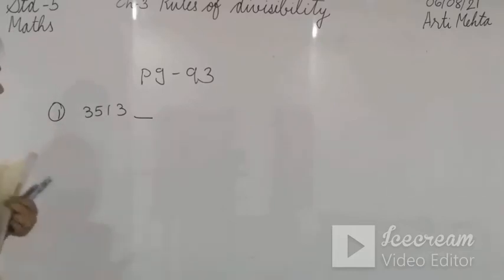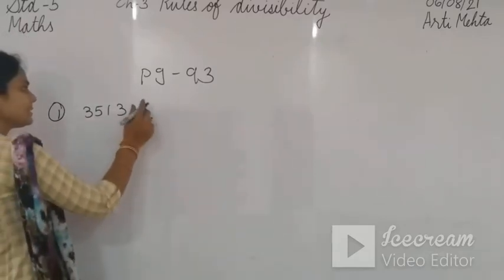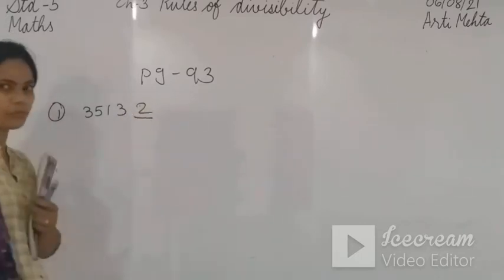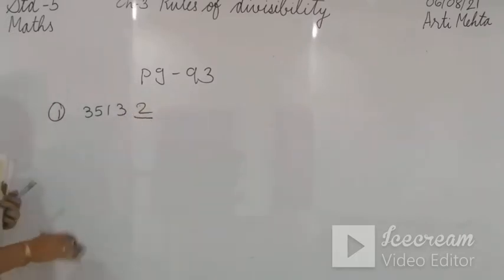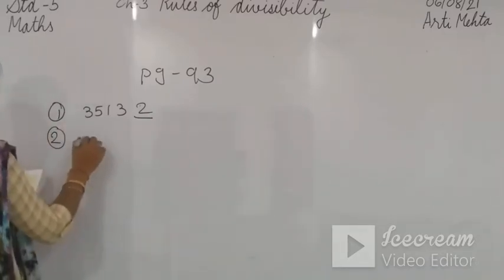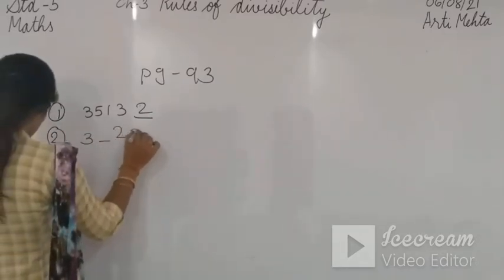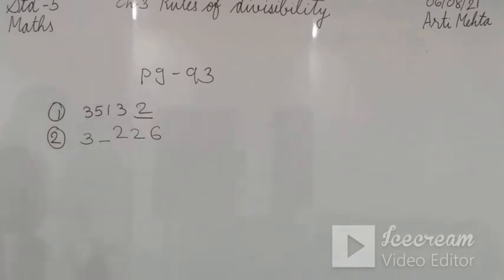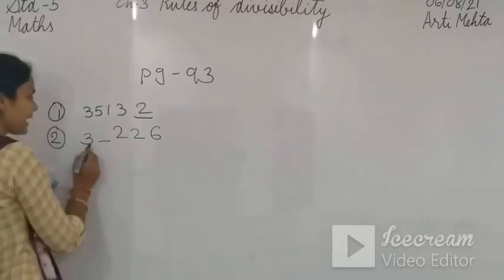It is divisible by 2 if the last digit is an even number. If we write 2 or 4 or 0, then it is divisible by 2. Okay. Then the second one is 3 blank 2 2 6 is divisible by 3. So what do we have to do first? The sum of the digits must be divisible by 3. We will count the sum of the digits first.